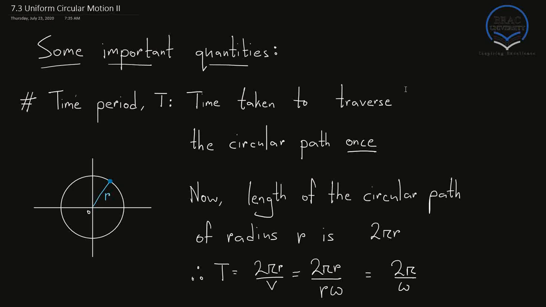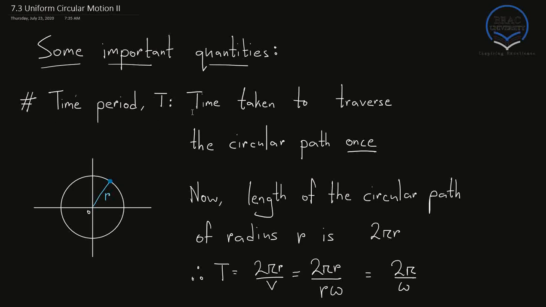Alright, so far we've looked at uniform circular motion, which is circular motion where the speed of the particle moving along the circular path does not change. And we've looked at quantities such as the position vector, the velocity vector, which is v equal to r omega theta hat, and the acceleration, which is a centripetal acceleration. Let's look at a couple more important quantities.